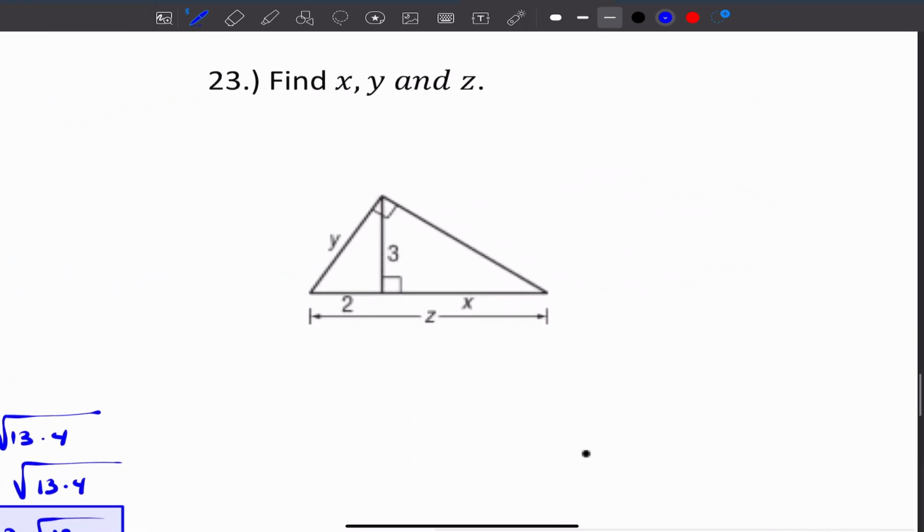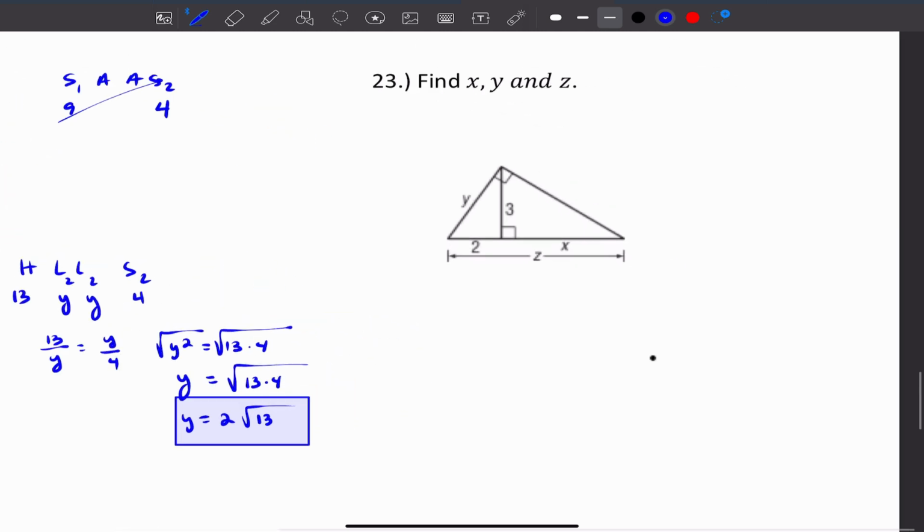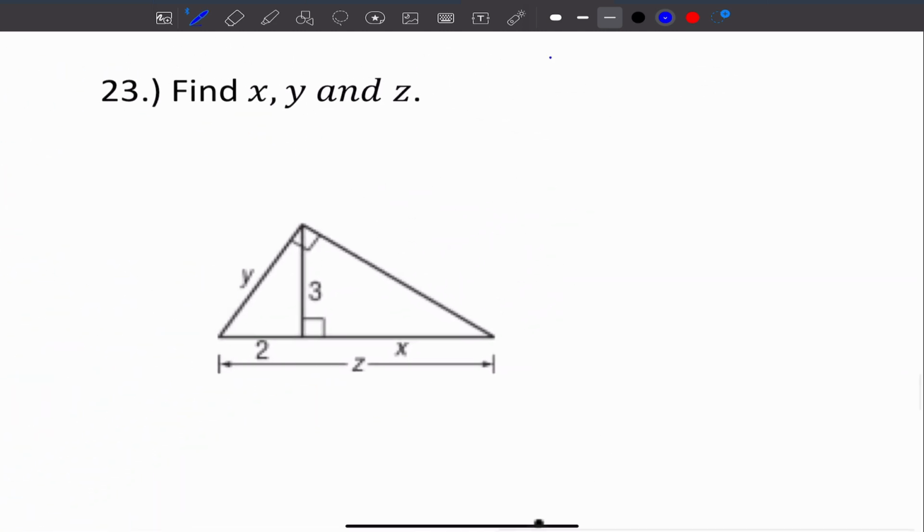Number 23, find x, y, and z. Again, what I like to do is write out my organizer. So H, L1, L1, S1, H, L2, L2, S2, and S1, altitude, altitude, segment 2. If you're taking your test, I highly encourage you to write out your organizer. And if you don't have room, you've got to go find room so you can put everything all together.